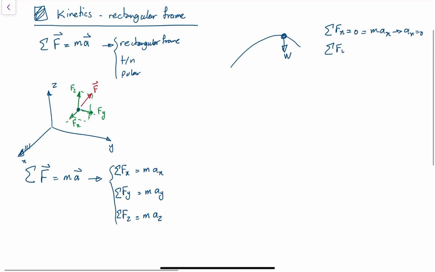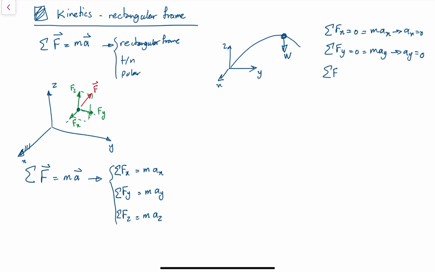Sum of forces along y is, well, let's say x, y. Let's call this one z in this case. Ay. So ay is 0. Sum of forces along z is minus mg equals mass times acceleration in z direction. So acceleration in z is minus g. This framework works well for projectile motion. So that is the first frame.